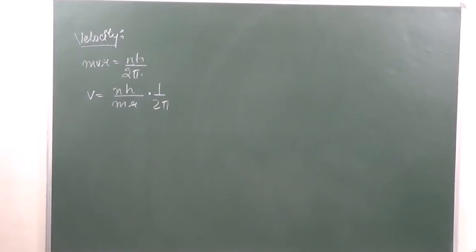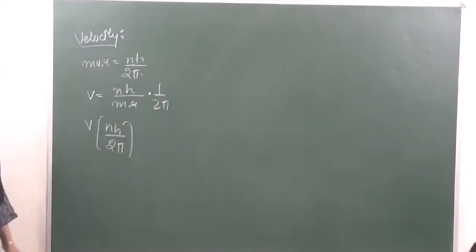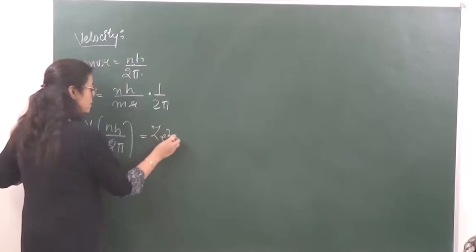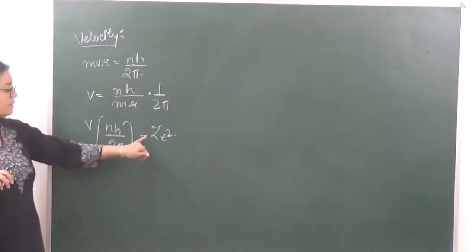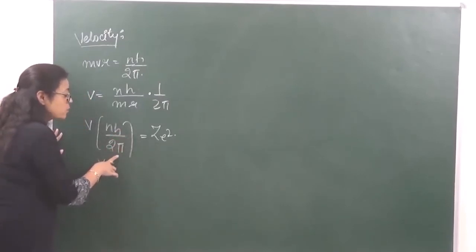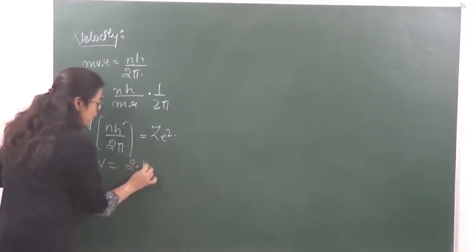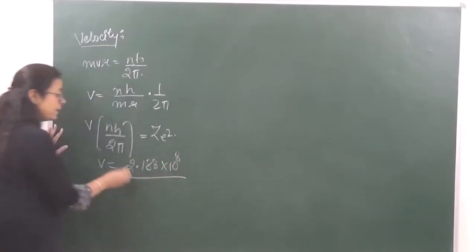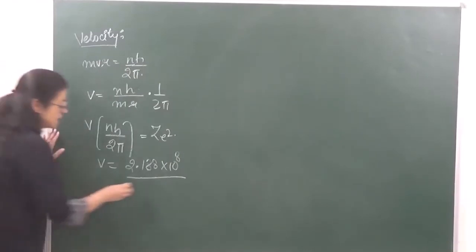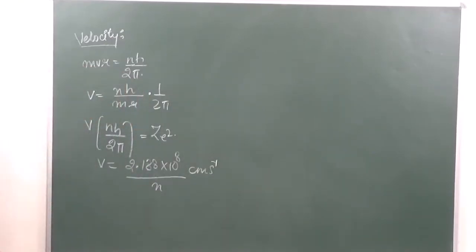Okay, so basically when this is calculated, we get another formula for velocity, that is velocity into nh upon 2 pi equal to ze square, where Z is the atomic number and e is the charge of the electron. Or velocity can be given as, h is constant, 2 pi is constant, and e square is also constant. So the value of velocity is given as 2.188 into 10 raised to power 8 upon n centimeter per second. This is the value of velocity which can be taken.